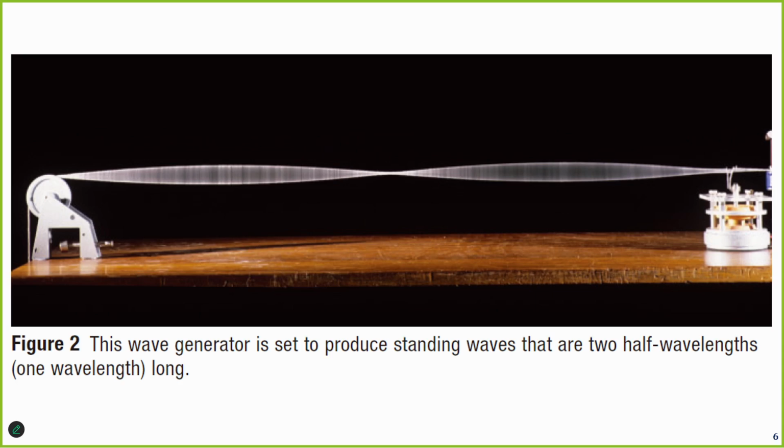Here, Figure 2 shows standing waves can be produced by a wave generator. This wave generator is said to produce standing waves that are 2 half wavelengths long.